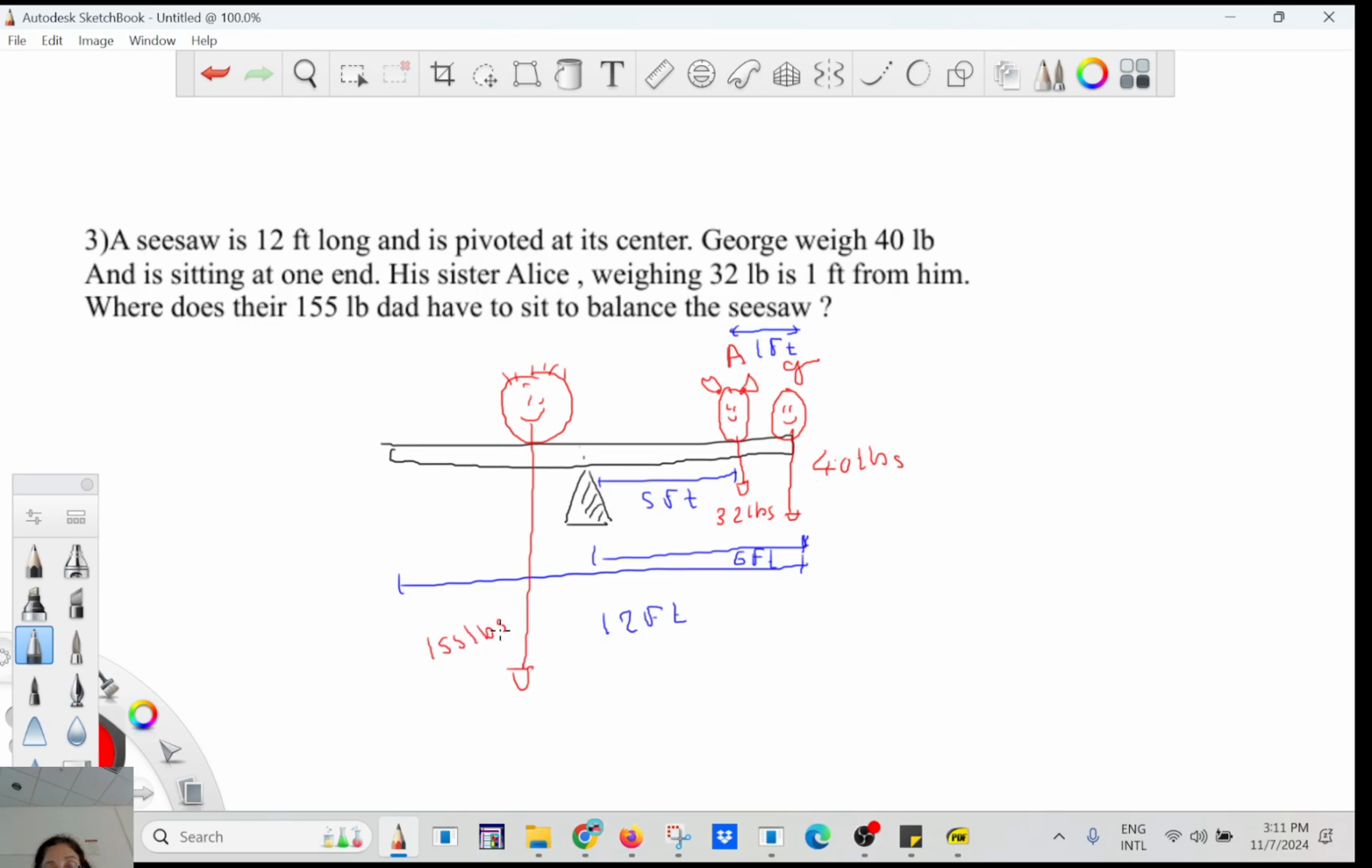155 pounds. And the distance, I'm going to call that X. Yes, it's 2.6. Okay, but do it.